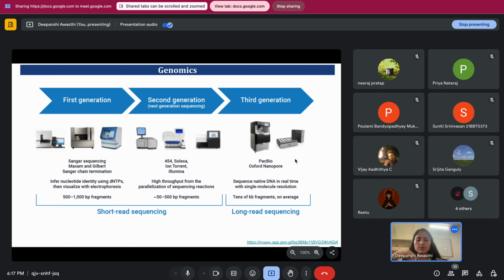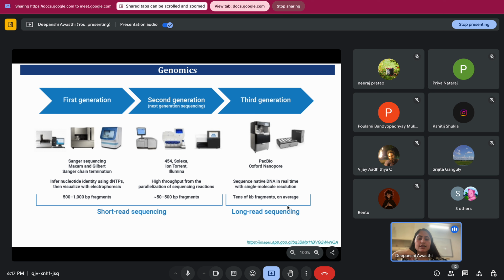Then recently the third generation methods have also come up, which are PacBio and Oxford Nanopore, which can sequence the native DNA in real time with single molecule resolution. Their resolution has also improved, and the sequencing could be of tens of kbs of fragments on average. You can see how long sequence reads it could sequence in a single run, due to which third generation sequencing is more favored.